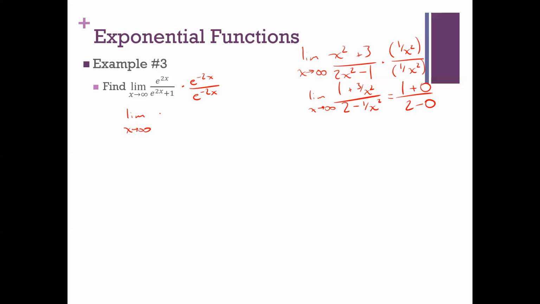What is e to the 2x times e to the negative 2x? Not 0. It's e to the 0, which is 1. Maybe I'll write that like that first. e to the 0 over e to the 0 plus e to the negative 2x. So 1 over 1 plus 1 over e to the 2x.